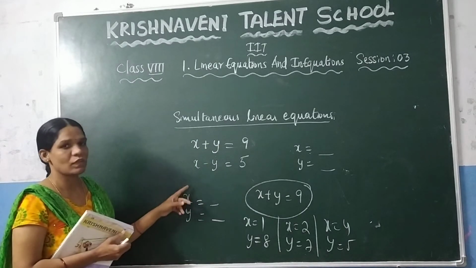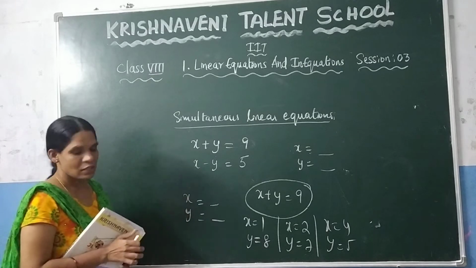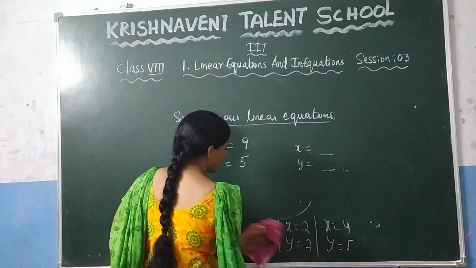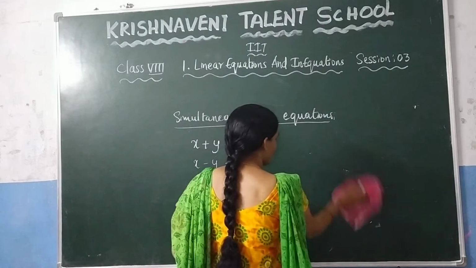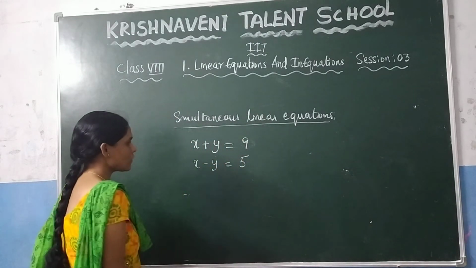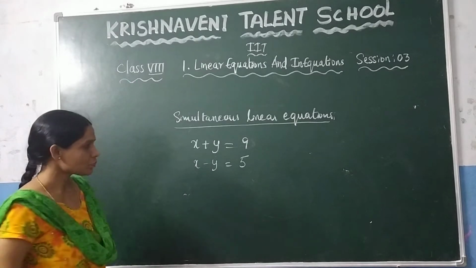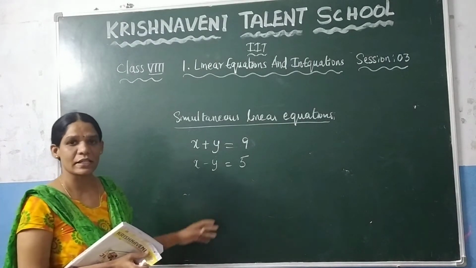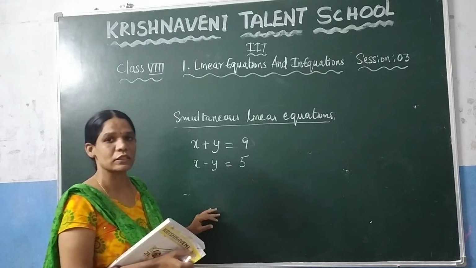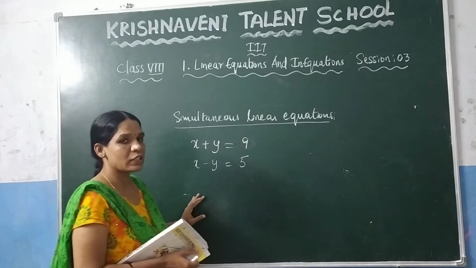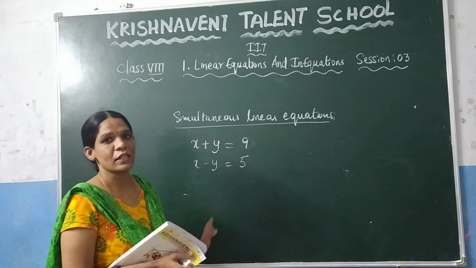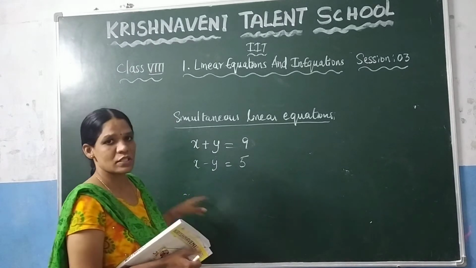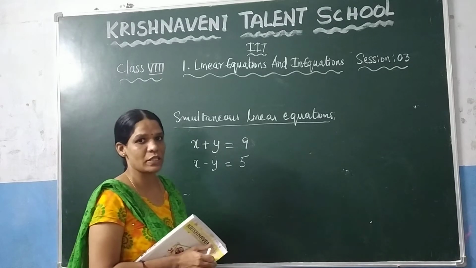Now, if you are given two equations which contain two variables, there are four methods you can use to solve these linear equations in two variables. The first one is the elimination method, or you can call it the cancellation method, the second one is the substitution method, the third one is the graphical method, and the fourth one is the addition and subtraction method. In this session we are going to discuss the elimination method.